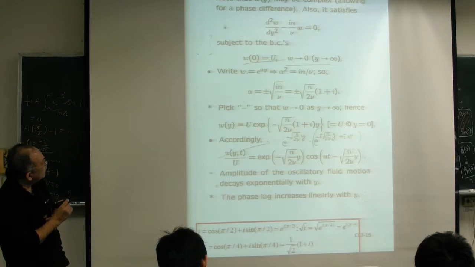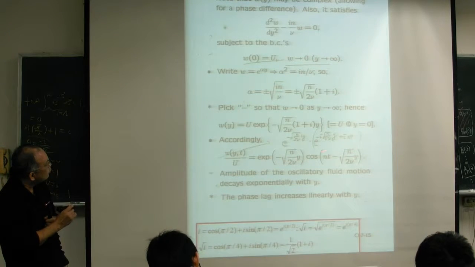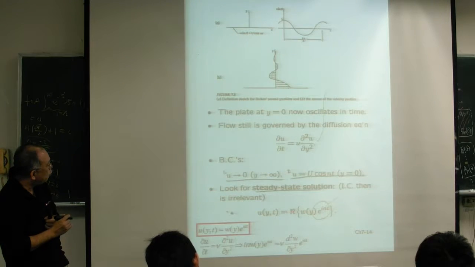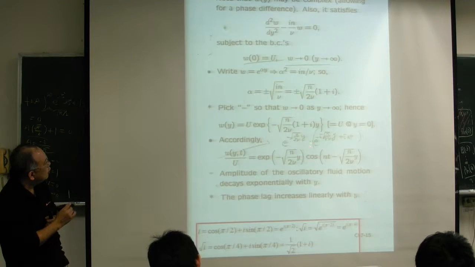We can find that one is the real part and one is the imaginary part. The real part gives you the exponential function, and the imaginary part gives you the sine and cosine function. Since we take the real part, it is only the cosine function. So finally we have this cosine function here.